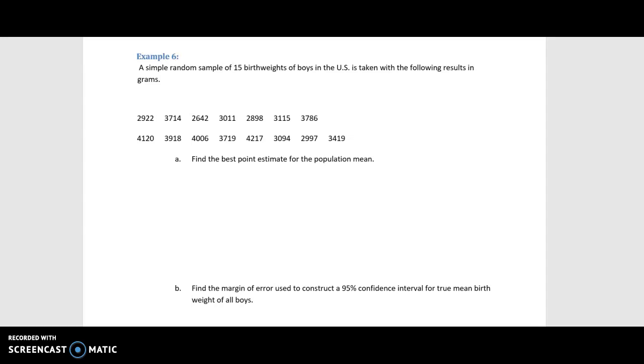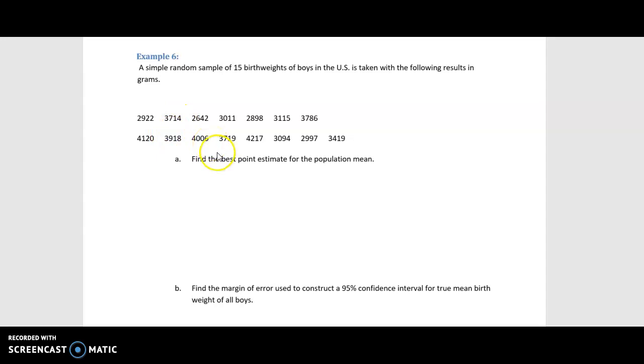So we're going to continue our discussion with section 7.2, which deals with estimating a population mean. Example 6: a simple random sample of 15 birth weights of boys in the U.S. is taken with the following results reported in grams. So here are 15 different birth weights from randomly selected boys.